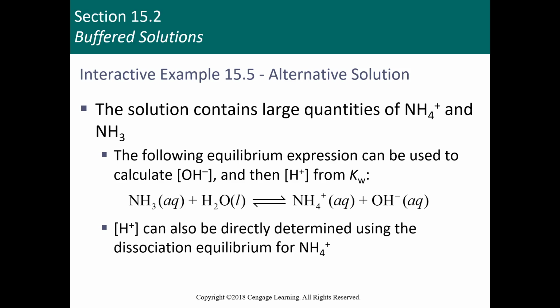So the H plus can also be determined directly using the dissociation equilibrium of the NH4 plus. So right here we see the NH4 plus. This would be the dissociation equilibrium of the NH4 plus. By the way, I kind of dived into this, and some of you may not have caught that this is an alternative solution. We've already figured out the solution to this problem. I'm just working it from a different direction and showing you what could have been done.